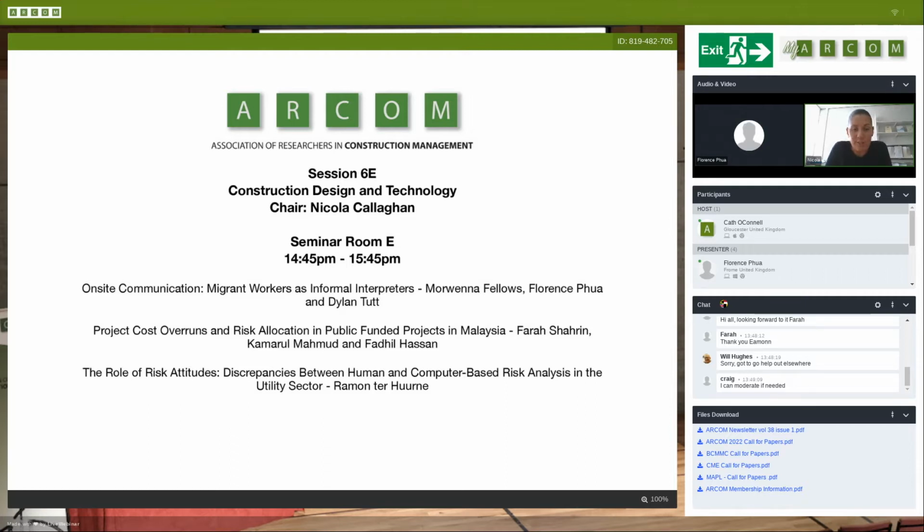The first is on on-site communication, migrant workers and informal interpreters. The second is on project cost overruns and risk allocation in public funded projects in Malaysia. And the third one is the role of risk attitudes, discrepancies between human and computer-based risk analysis in the utility sector. So we'll take each presentation in turn and there'll be opportunities for Q&A after each one.